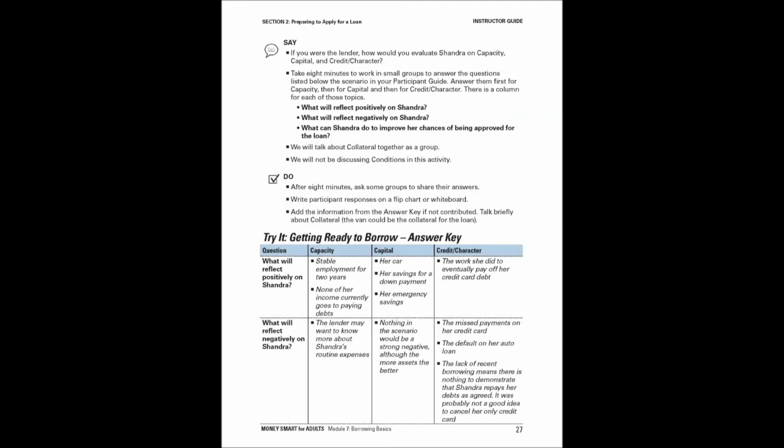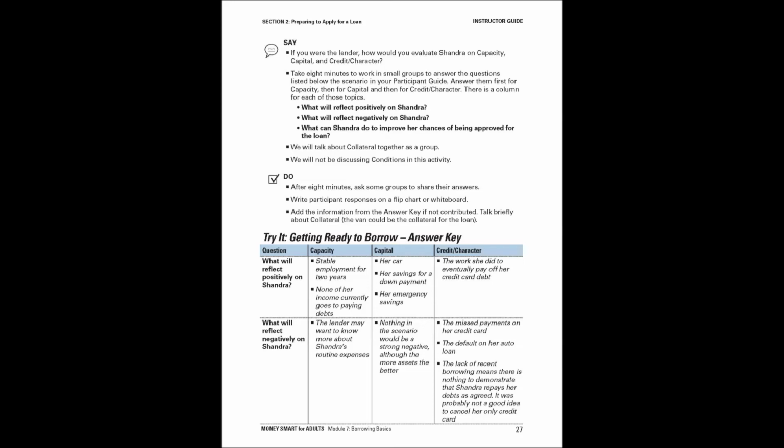This scenario is really to help participants to be in the place of a lender in terms of viewing Sandra's capacity, capital, credit, and character, and asking participants how they would evaluate her. So give them 8 minutes to look at the questions and to answer them based on what they've taken from the scenario. Then ask them to share their answers, write their responses on a flip chart or a whiteboard, and then add the information from the answer key if not contributed.